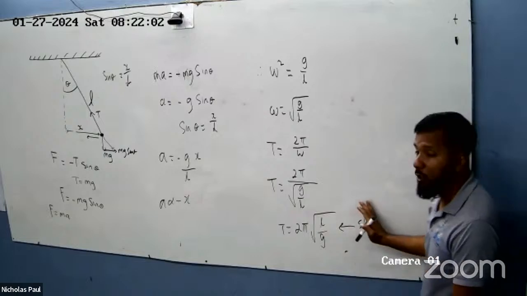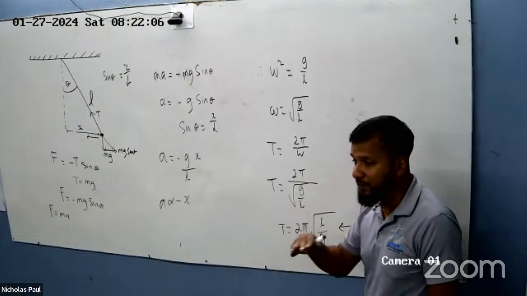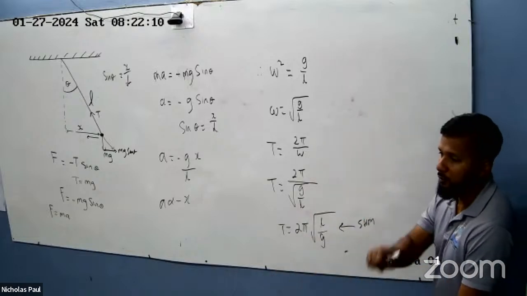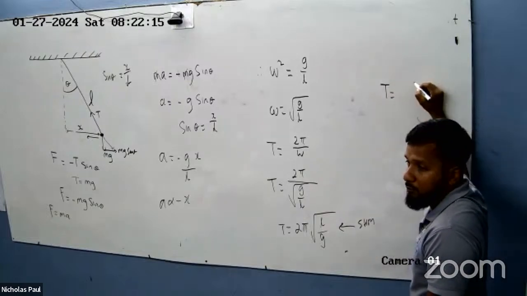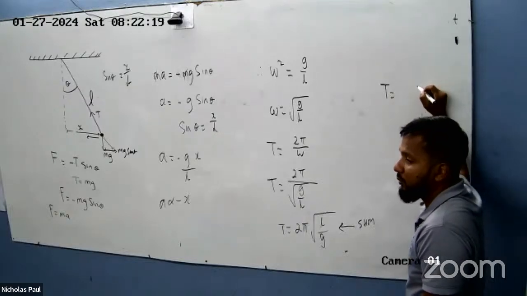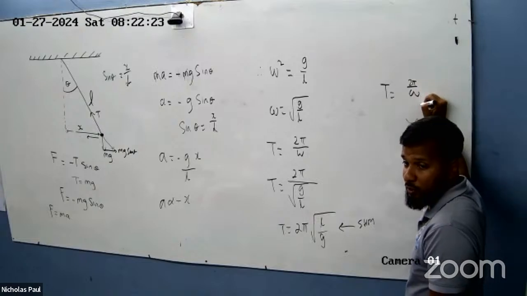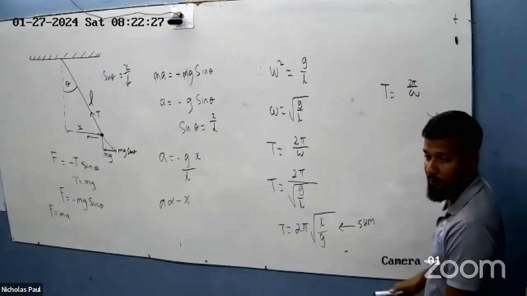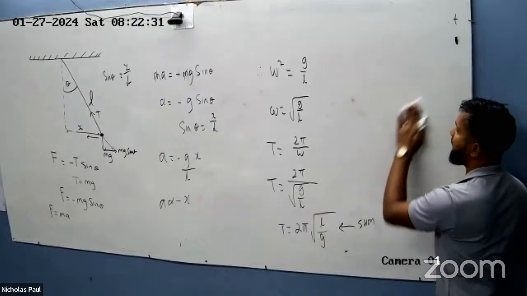So remember, we can only use this formula if the object is moving with simple harmonic motion. If the object moves in a circle, we can use period as what? Period is 2 pi on omega, which is angular velocity. Okay? So please remember which formula you're using.